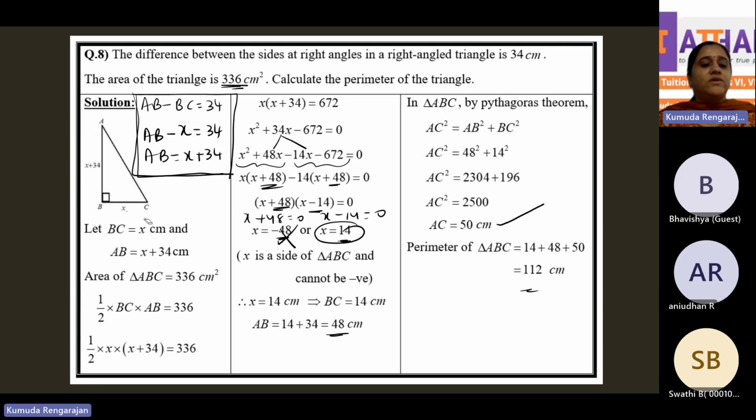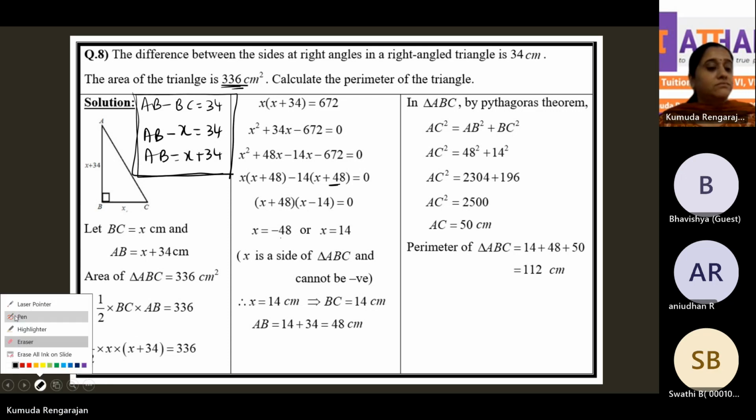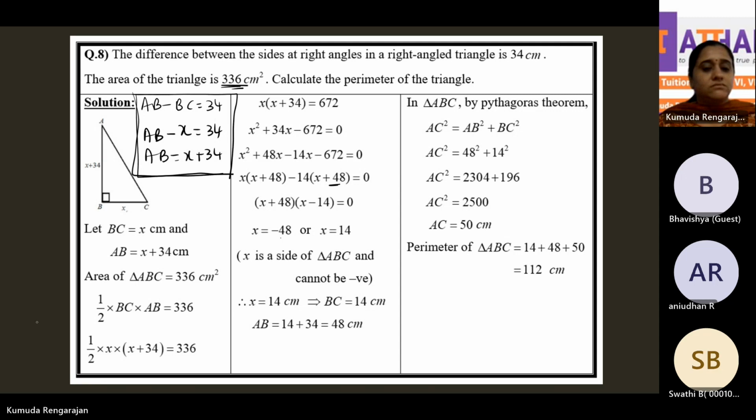Write down. As you write, when you get doubts, you can ask me. Yeah, that's what you should equate to 0. x plus 48 is equal to 0, or x minus 14 is equal to 0. When the product is 0, you should equate each factor to 0. So then you will get x is equal to minus 48 when you transpose.